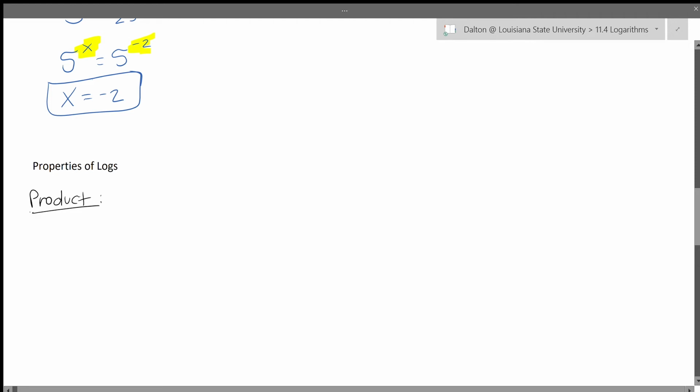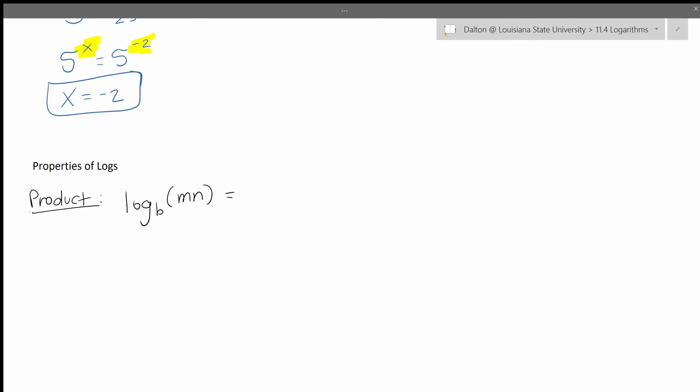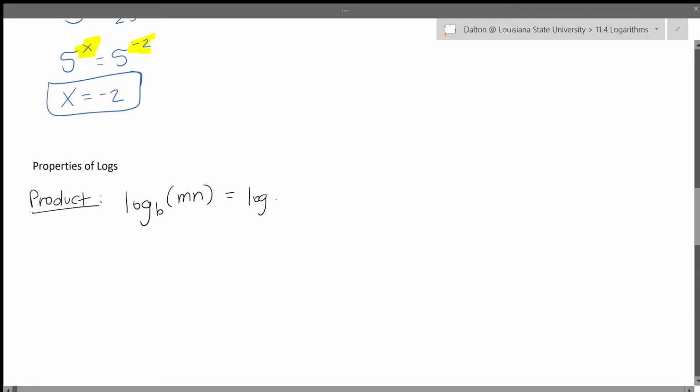The product property is this: log base b of m times n is equal to. Now, remind me, when you're multiplying numbers that have the same base, what do you do with their exponents? You add them. Well, this is the same thing, except our exponents just look weird. They're written in kind of a different format, but you do the same thing. You would take log base b of m and add it to log base b of n.